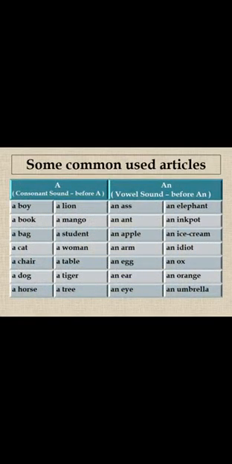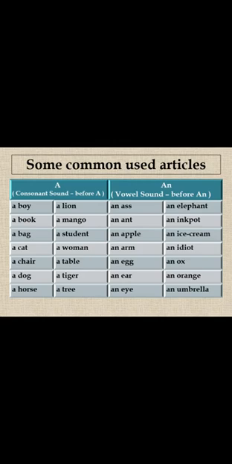Some commonly used articles. Let's practice. A boy, a book, a bag, a cat, a chair, a dog, a horse, a lion, a mango, a student, a woman, a table, a tiger, a tree, an ass, an ant, an apple, an arm, an egg, an ear, an eye, an elephant, an ink pot, an ice cream, an idiot, an ox, an orange, an umbrella.